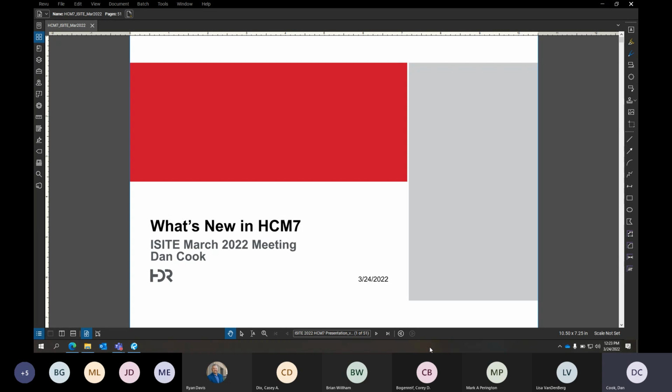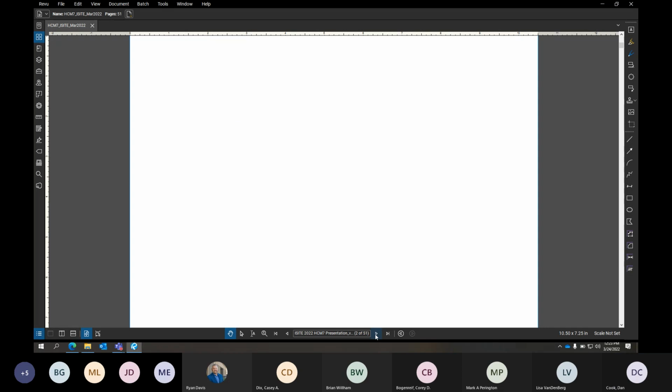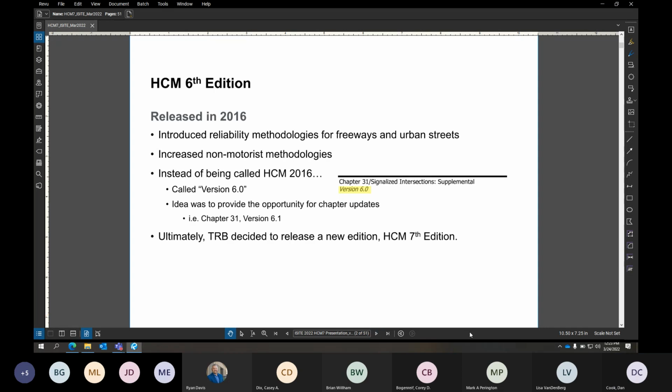Yep. Thank you for the introduction, Andrew. My name's Dan Cook. I'm with HDR, just around the corner here downtown. Been here for a couple of years, but thank you for attending today. So the Highway Capacity Manual, I'm sure you're familiar with. What I want to present on today is the updates to the 7th edition, which just recently came out earlier this year. And yeah, let's just get right into it.